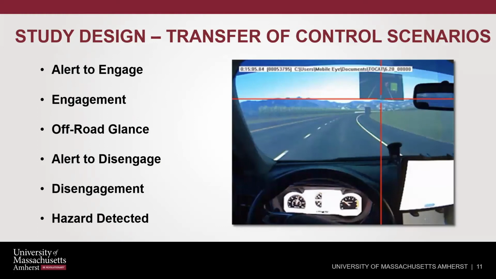And the transfer of control scenario is basically, in a particular order, when the participant would start driving the scenario, and then they would get an alert to engage automation, after which they would engage the automation. Then they would be off-road glancing, performing their task, and then they would receive an alert to disengage, after which they would disengage, and then we would see if they detected the hazards or not. Next slide.